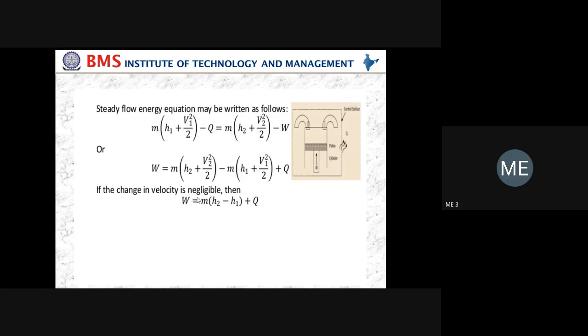So if the change in velocity is negligible, assuming that V1 is approximately equal to V2, then we are going to neglect this one. In that case, V1 and V2 are neglected, and the final equation is m into H2 minus H1 plus Q, where m is the mass flow rate. Okay, we are going to express it in kilograms per second. H2 is the final enthalpy, H1 is the initial enthalpy at section 1, and Q is the amount of heat transfer.